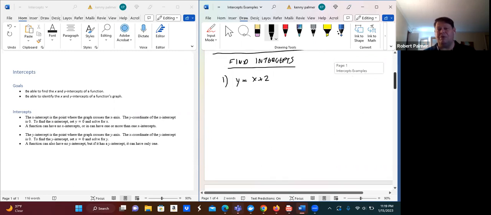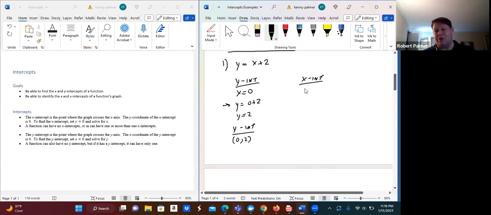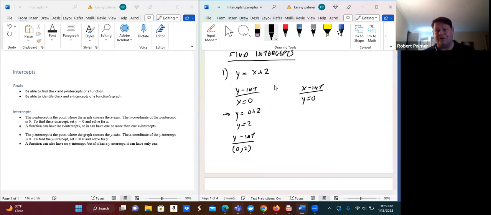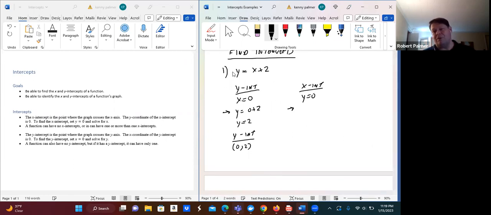There's a similar concept here. So we make y equal to 0, then we plug that in. So this is going to be 0 is equal to x plus 2, and then get x by itself, solve for x. So subtract 2 from both sides. Then we have x is equal to -2.